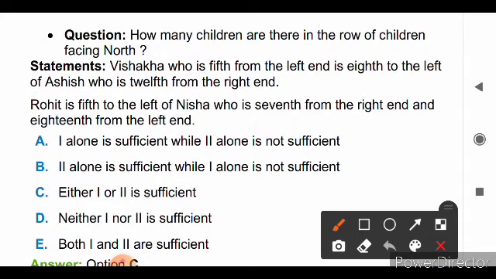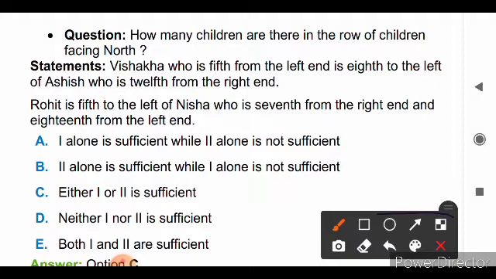So the first question is: how many children are there in the row of children facing north? Statement 1 is Vishakha, who is fifth from the left, is 8 to the left of Ashish, who is 12th from the right end. And statement 2 is Rohit is fifth to the left of Nisha, who is 7th from the right end and 18th from the left end.